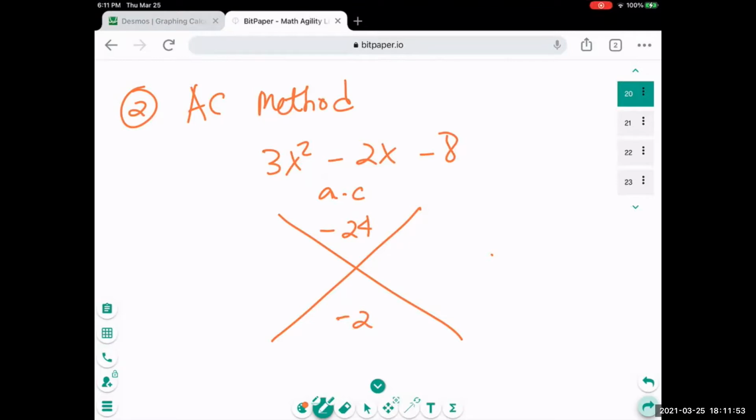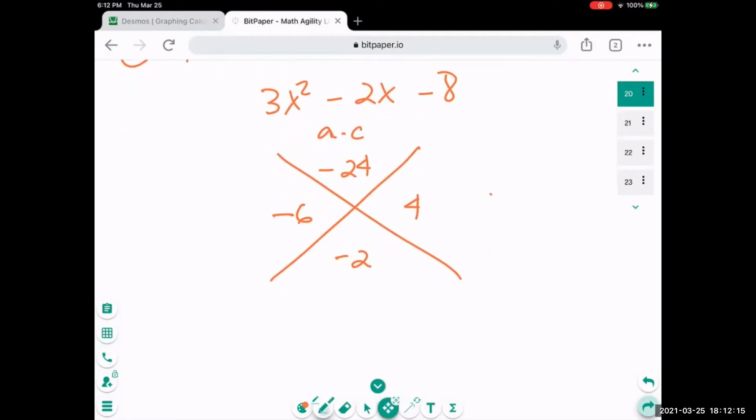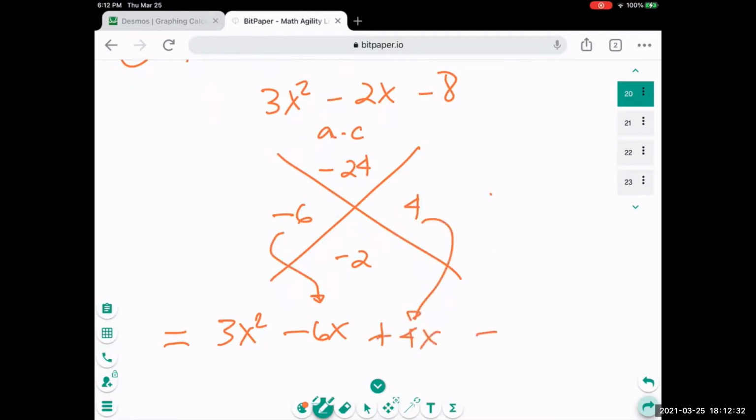Tapos, since alam na natin, kunyari nag-isip ulit tayo, anong 2 number kapag binultiply mo will give us negative 24 and kapag inad mo will give us negative 2. So sa first method natin, since we already know it that it's negative 6 and 4, right? So ngayon, susulat natin uli yung ating polynomial. So 3x squared, but this time i-add natin yung negative 6x, plus etong nandito, 4x, and then minus 8. Right?